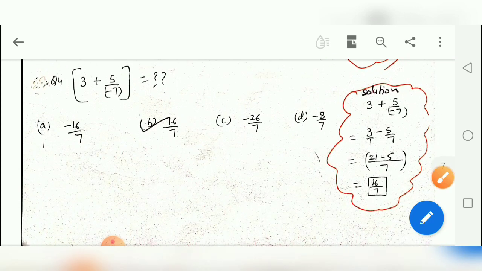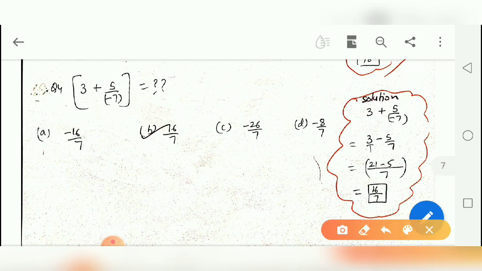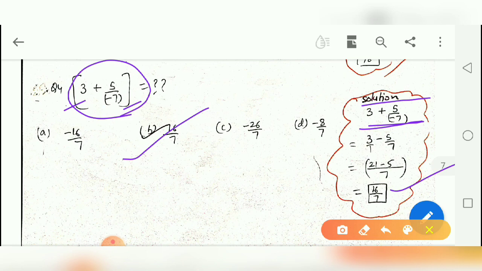Now, in the next question, here are the two numbers 3 and 5 upon negative 7 which are to be added. Here is the solution. I have done the solution. After solving the addition of these two numbers, I got the answer as 16 by 7. So I have ticked the B part.